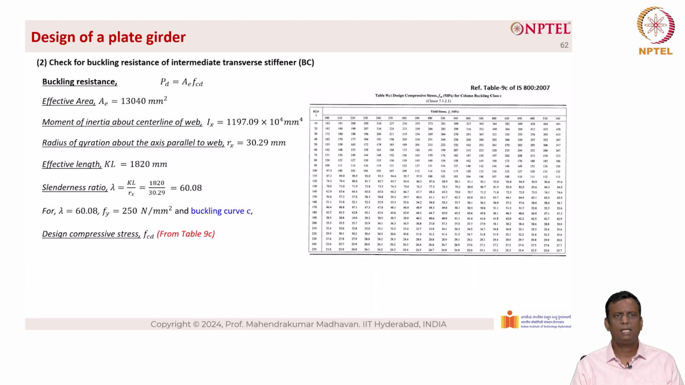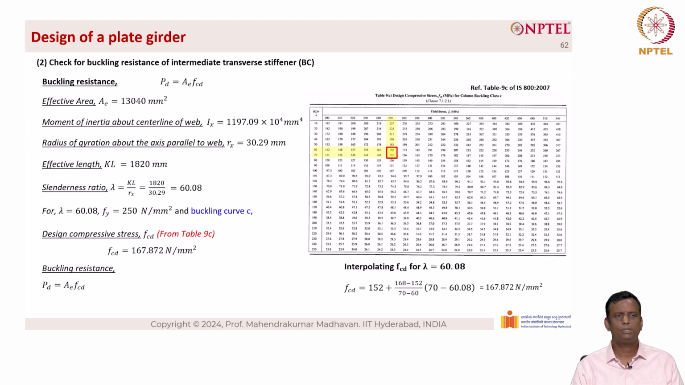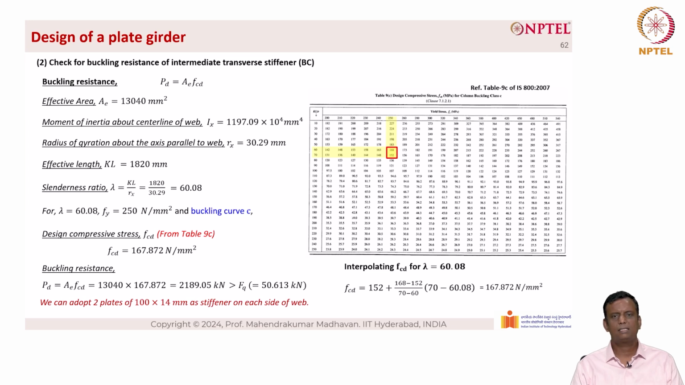So, for lambda equal to 60.08, f_y equal to 250, and for a buckling curve C, we can look at table 9C. The design compressive stress f_cd is given as the interpolation between 152 and 168. When we do so, we have a value of 167.872 Newton per millimeter square, and the buckling resistance P_d equal to A_e into f_cd. So, 13040 into 167.82, we have 2189 kilonewton, which is actually greater than F_q, which is very small, 50.6 kilonewton. So, we can adopt two plates of 100 into 14 as stiffeners on either side of the web.